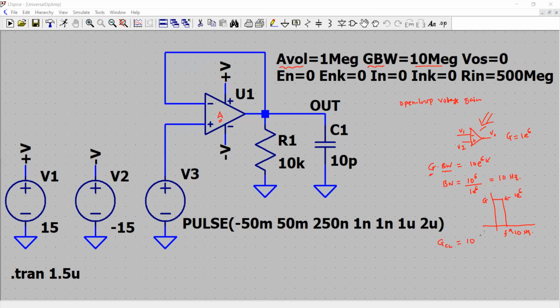You want now the gain to be 10, and gain bandwidth product is always constant. I said it is 10 into 10 to the power 6, 10 mega. So now you want to give me the bandwidth again. So bandwidth would be 10 into 10 to the power 6 divided by 10, the value of 10. So it would be 1 into 10 to the power 6 hertz.